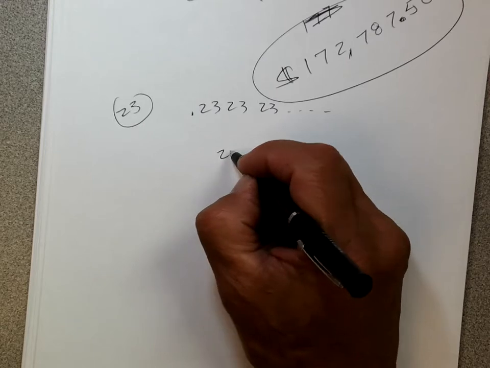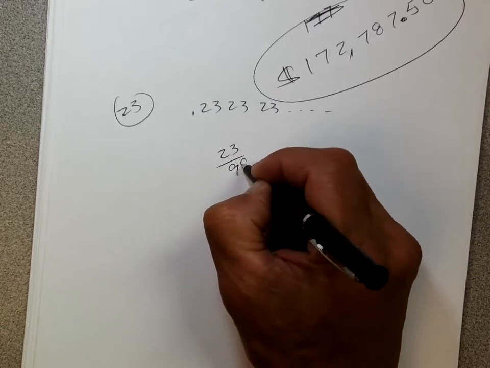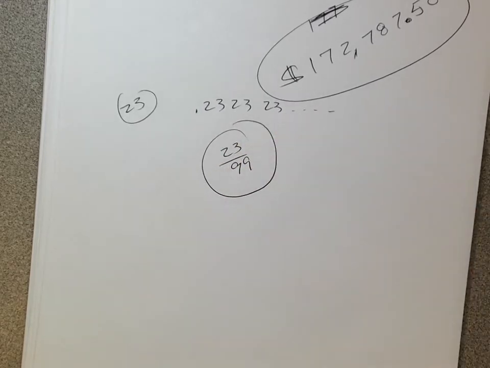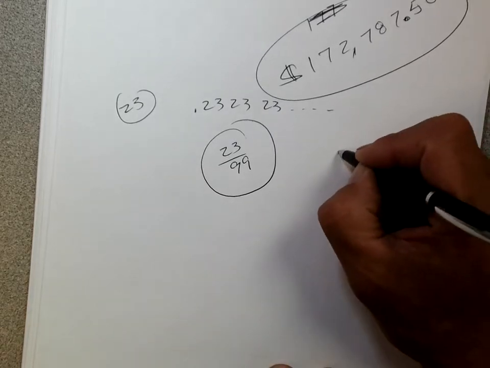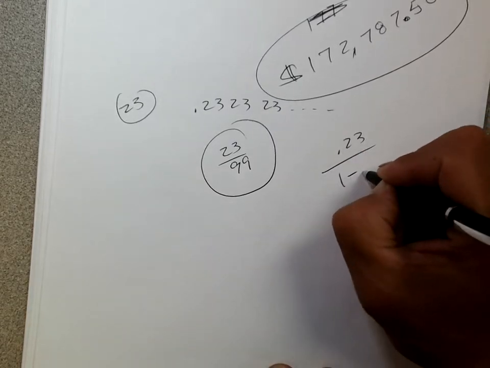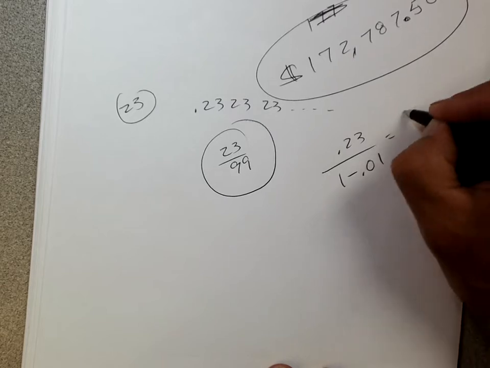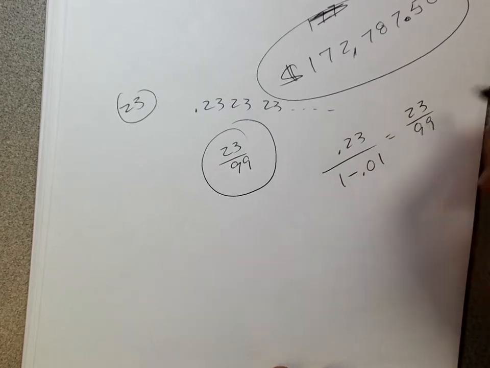It is just 23 over 99. That's it. He probably was like, remember how we did that the other day? Or we could use the formula, which would be 0.23 over 1 minus 0.01, but you get 23 over 99 anyway, right?